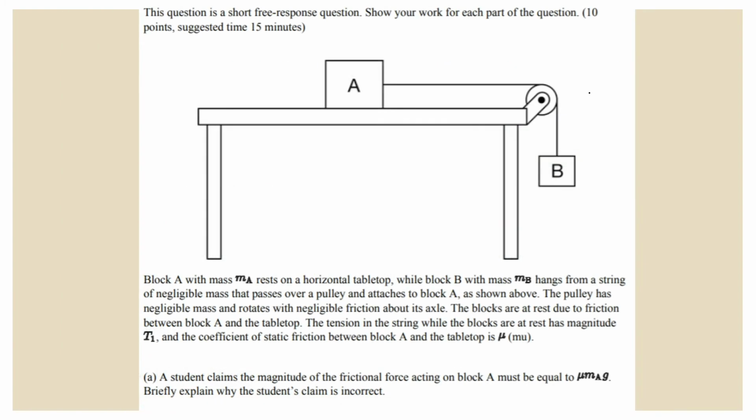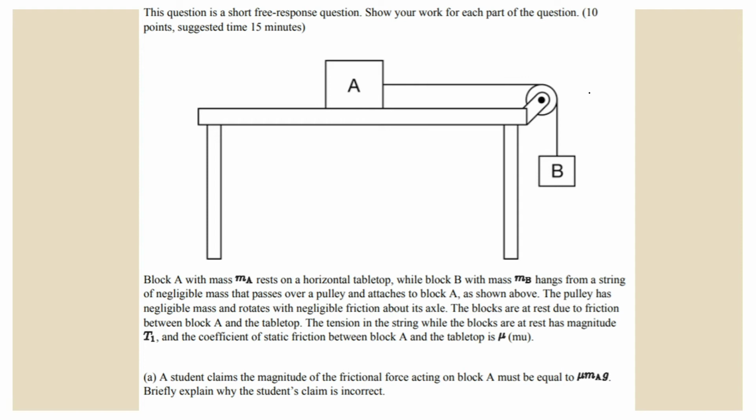Second question for this assignment is a tabletop Atwood's machine. It says here, also, you get 10 points in 15 minutes. It says block A with a mass M sub A rests on a horizontal tabletop, while block B with a mass M sub B hangs from a string of negligible mass that passes over a pulley and attaches to block A as shown above. The pulley has a negligible mass and rotates with negligible friction about its axle. The blocks are at rest due to friction between block A and the tabletop. So there's no friction in the pulley, but there's friction on the table.